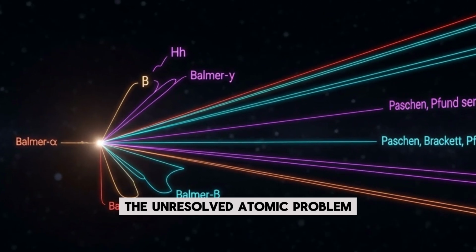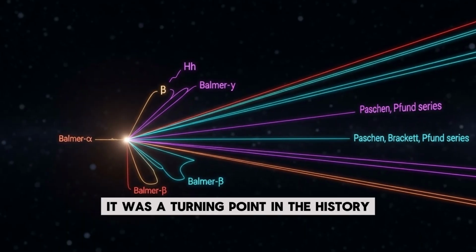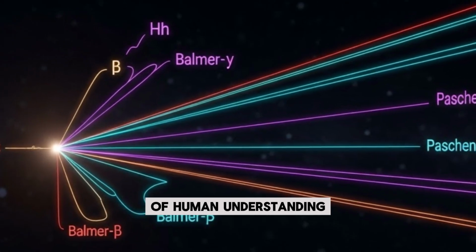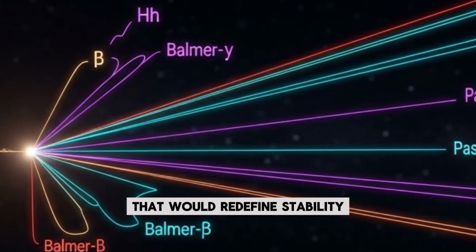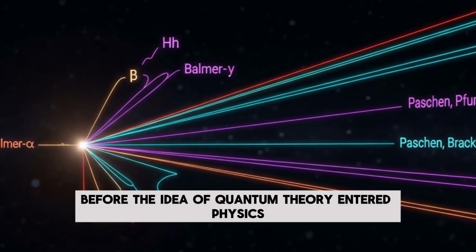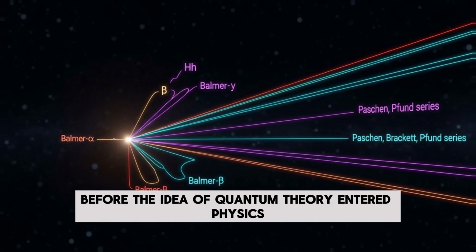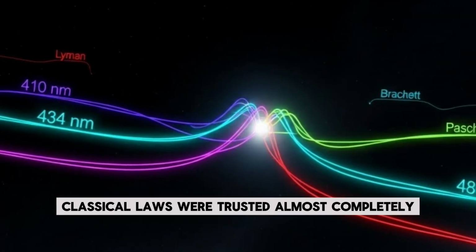The unresolved atomic problem was more than a technical issue. It was a turning point in the history of human understanding. The stage was fully prepared for a radical idea that would redefine stability, motion, and the very meaning of physical law. Before the idea of quantum theory entered physics, classical laws were trusted almost completely.